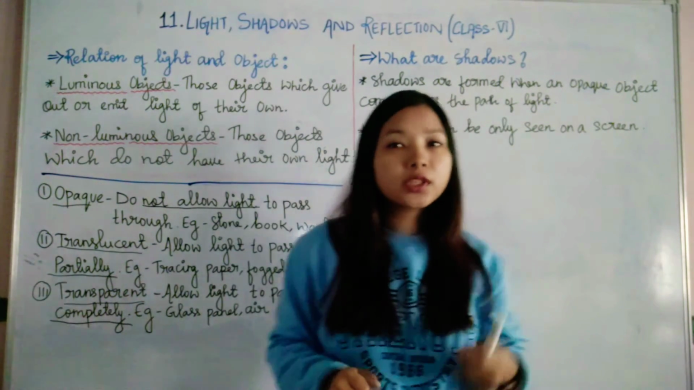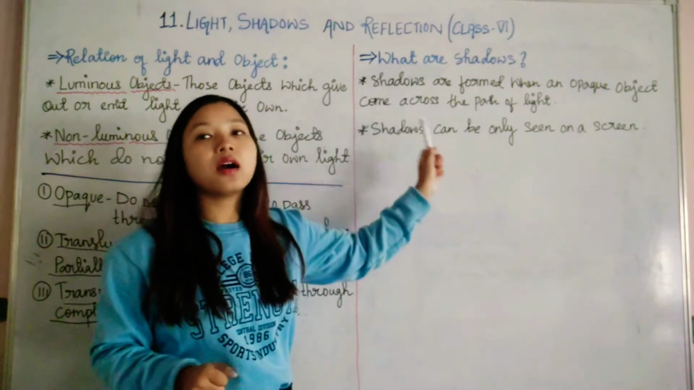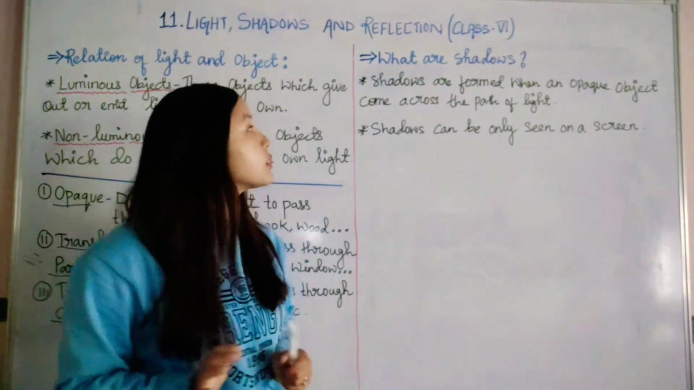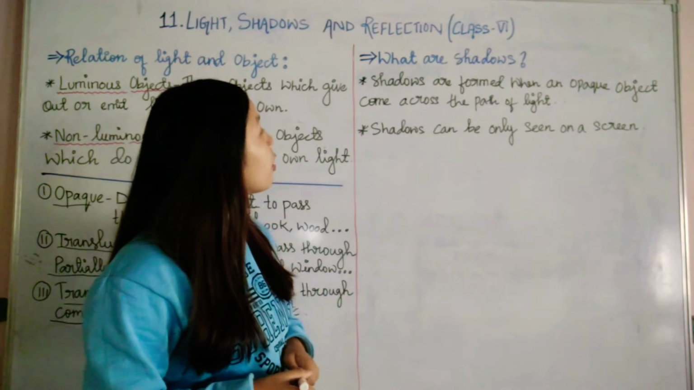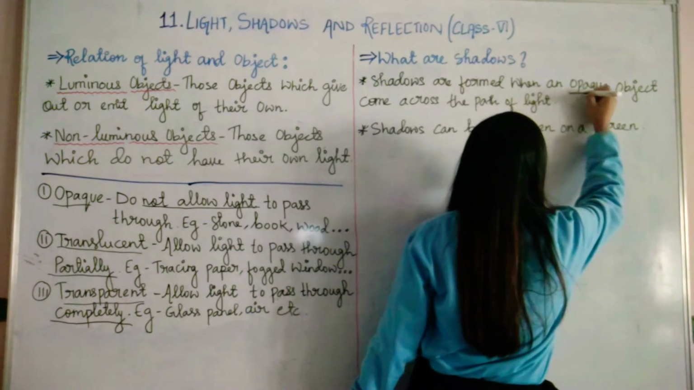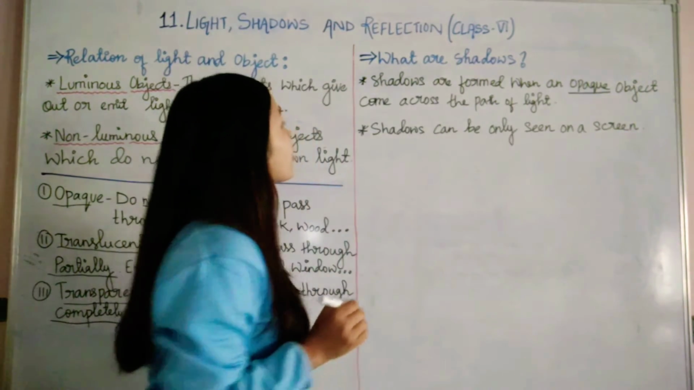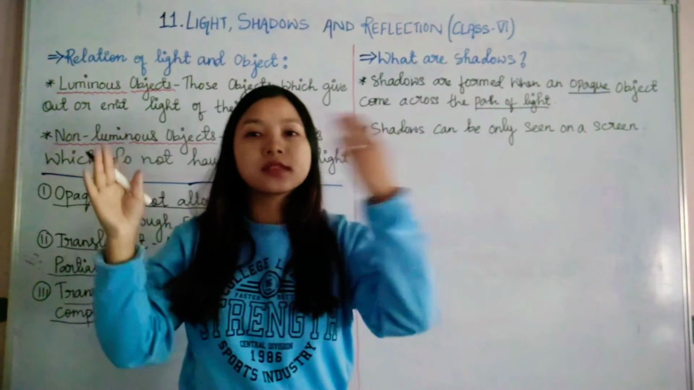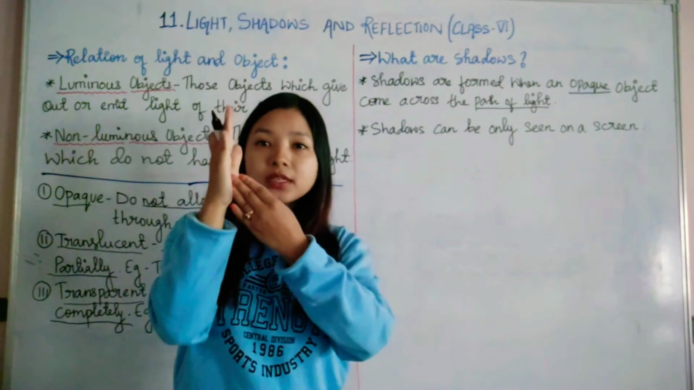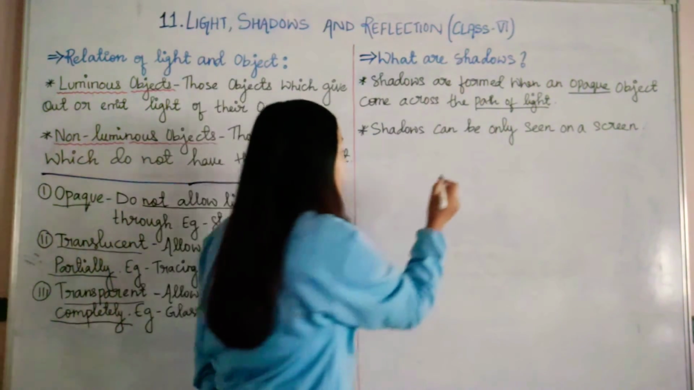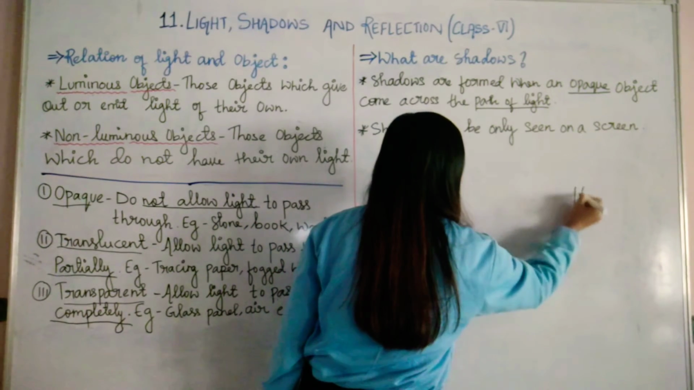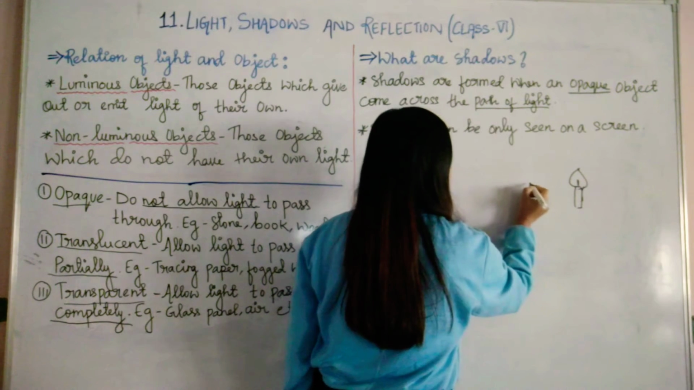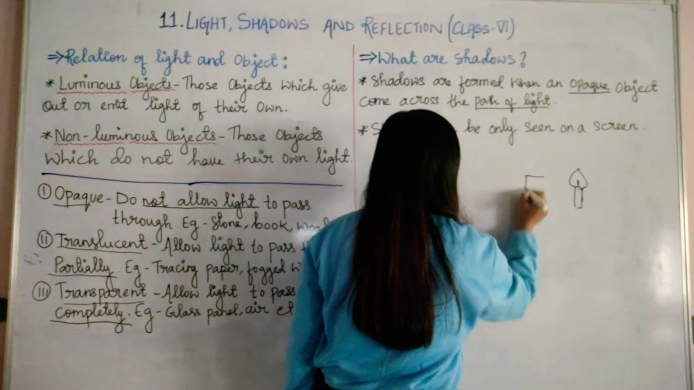Okay, now let's move on to the next topic, that is what are shadows. Here we will discuss what shadows are and the different properties of shadows also. Shadows are formed when an opaque object, here pay attention, it is mentioned opaque object, comes across the path of light. If a light ray is passing in this direction and an opaque object comes in its path, then a shadow is formed. For example, if we have a candle lit here, and we have kept one box here.